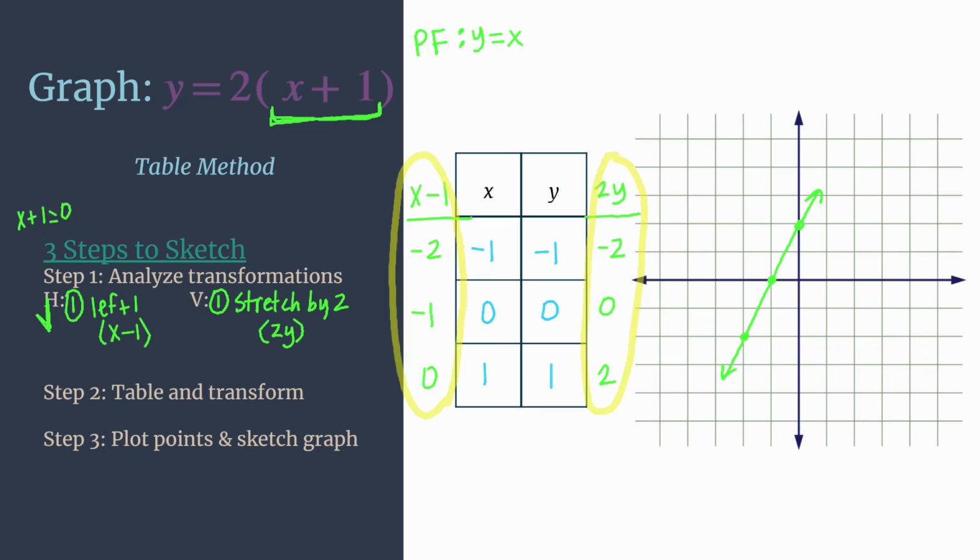And it's worth noting, of course, that you could just distribute this 2 through and you could plot it using the slope-intercept method. It's a very basic linear equation, but it's also valuable to know how to use transformations of a parent function. So it's a great additional tool to add to your belt. Depending on what circumstance you have, you may want to use one or the other. All right, that was using the table method and 3 steps to sketch to graph a transformation of the identity function.